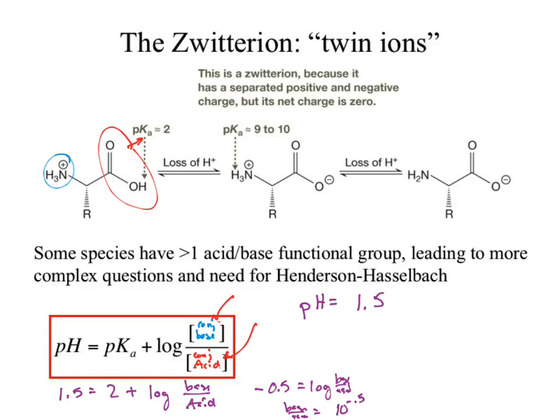Exactly. Okay, and we'd have to deal with that manipulation. We're looking at a number less than 1. For the number to be less than 1, what does that mean about the relationship between the base and the acid? There's more acid than base. So at a pH of 1.5, what happens to the carboxylic acid functional group? Should it have the hydrogen on or off? On. Should have the hydrogen on. Because we're in an environment that is more acidic than the pKa.